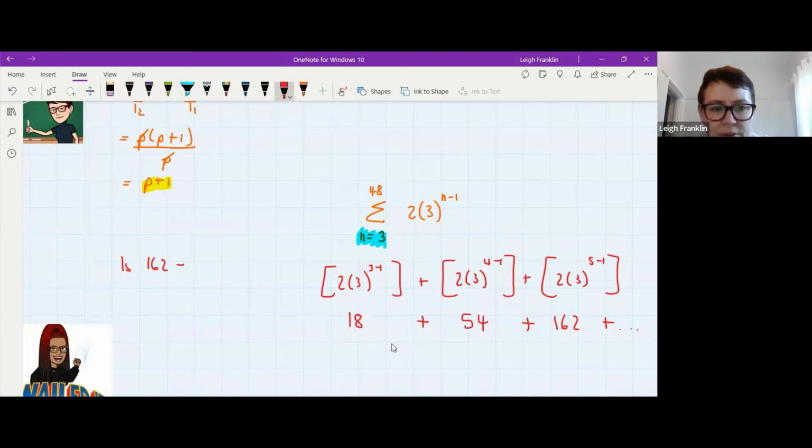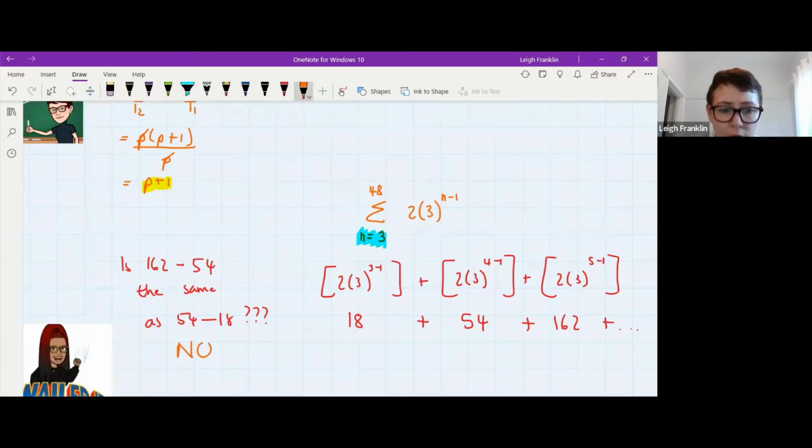162 minus 54 the same as 54 minus 18? Okay, and the answer to that is a resounding no. Okay, so that means there is no common difference. There's no constant difference. But the only other thing that we've got, if we say 162 divided by 54, what do we get?